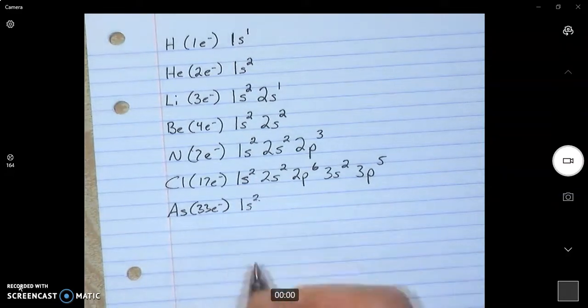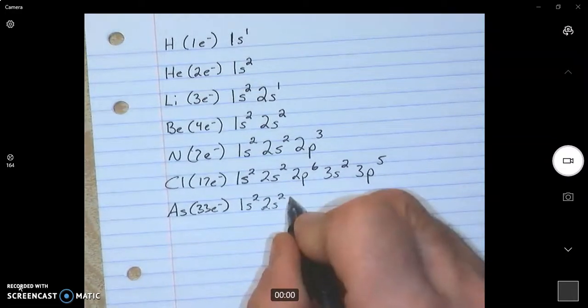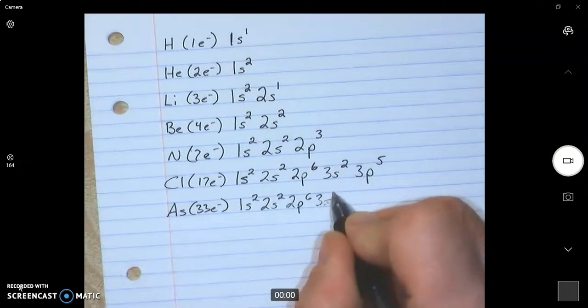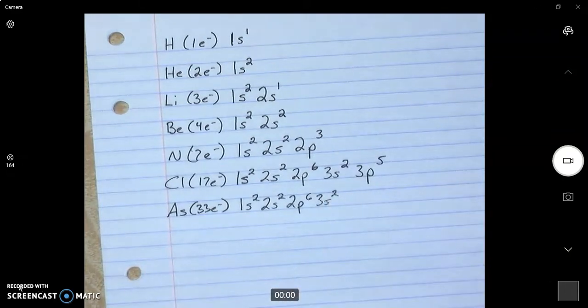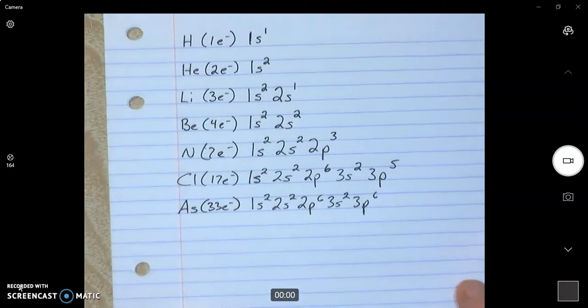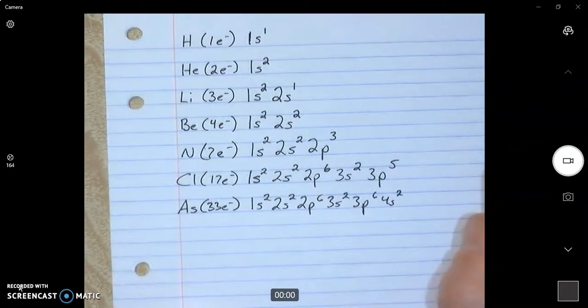We're going to put 1s2, which takes away 2 of those. 2s2 takes us up to 4. 2p6 takes us up to 10. 3s2 gives us 12. 3p6 gets us to 18. 4s2 gets us to 20.